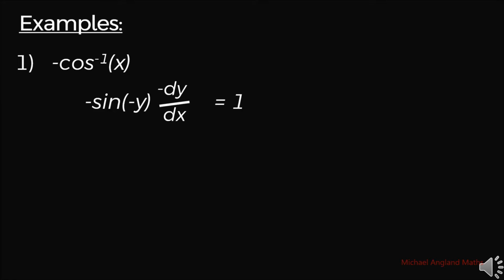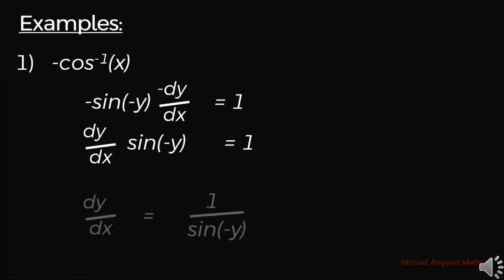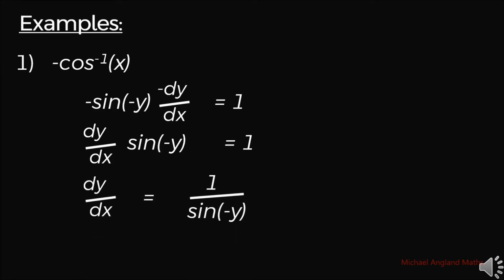So now on the left, we have a product of two negatives, which gives us a positive. So dy on dx times sine of y equals 1. Well, we can move the sine of y to the right-hand side, so we have dy on dx is equal to 1 over sine y.